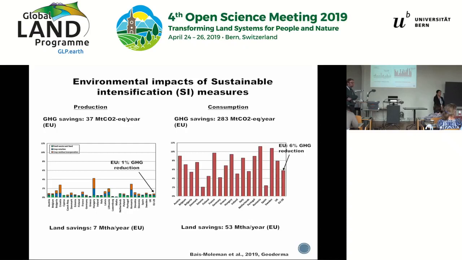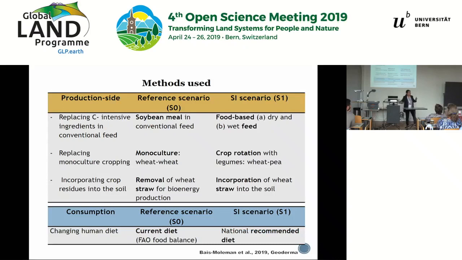You're saying changing consumption practices can reduce more greenhouse gases than production, true. But isn't it the production of the food? Yeah, the production side measures are, as I mentioned earlier, different sustainable intensification measures. So we compare monoculture wheat to crop rotation with legumes. We estimate how much greenhouse gas emission savings there are from the current reference scenario to the sustainable one.